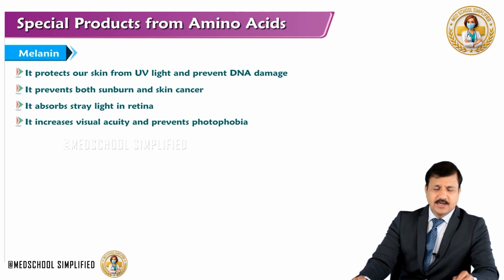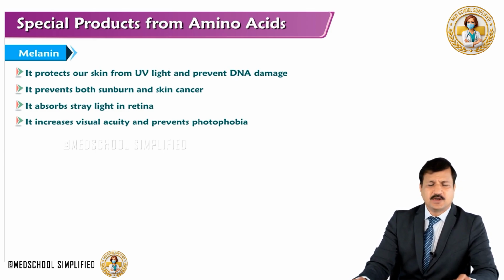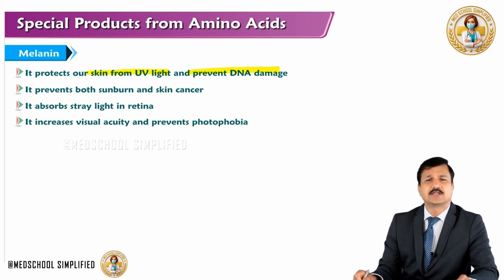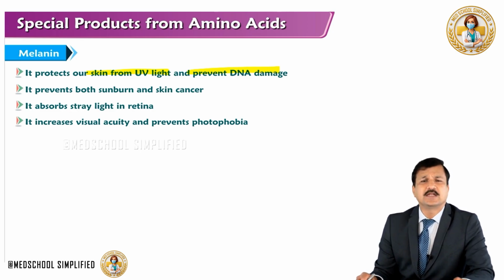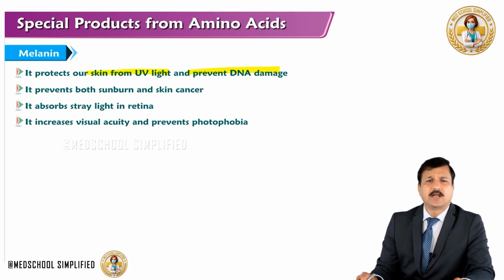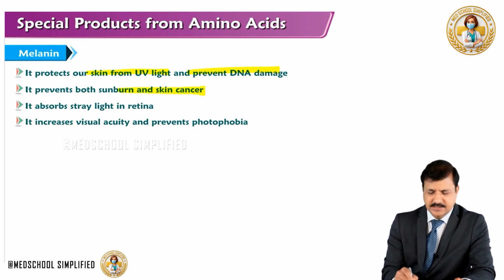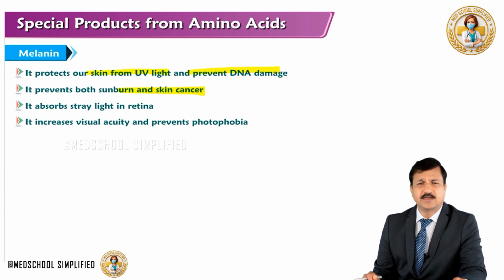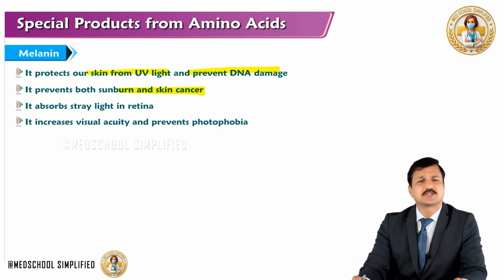Now, here are the functions of melanin. One important function of melanin is that it protects our skin from ultraviolet light and prevents DNA damage, thereby preventing future skin cancers. So melanin prevents sunburn and skin cancer. That's why a person who is fair, having less melanin, is more prone to sunburn, and the incidence of skin cancer will be higher in them if they are exposed to sunlight repeatedly.